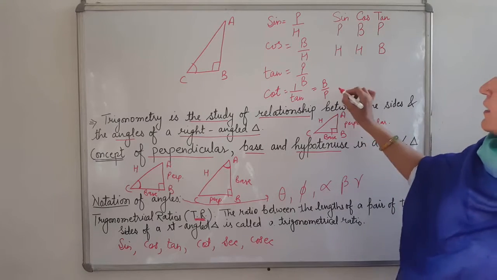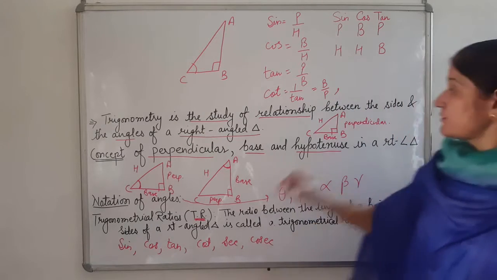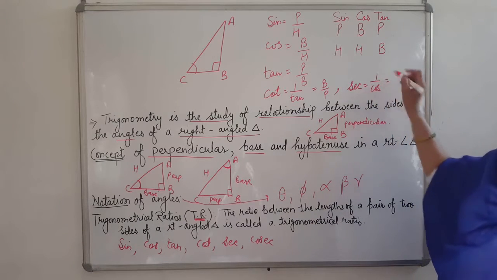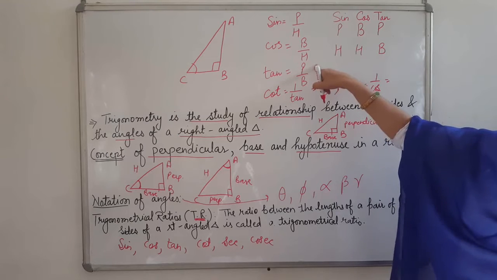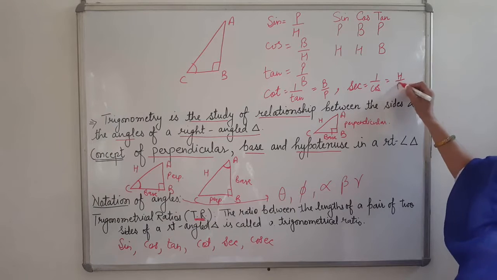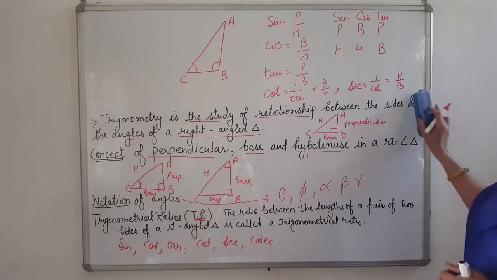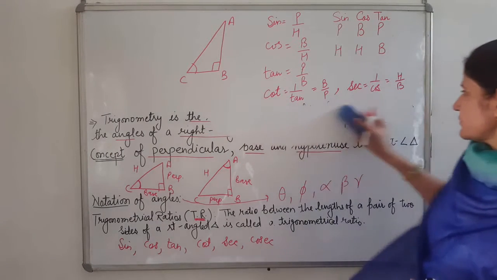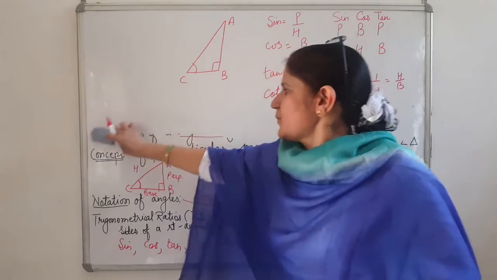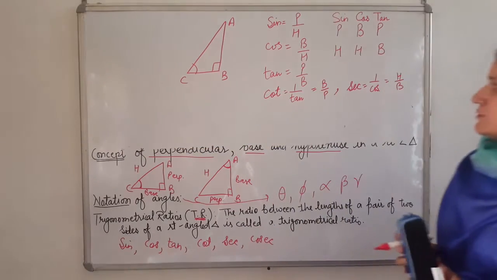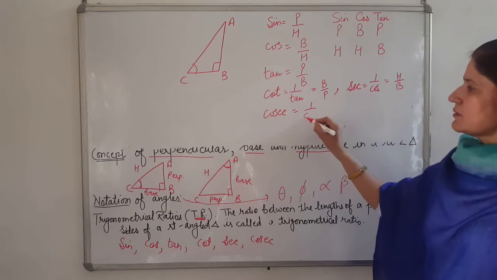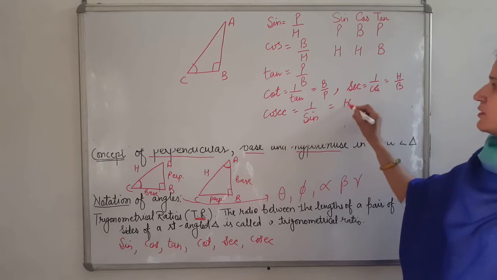Understood? Next one is secant. Secant is equal to 1 over cos, means if you take the reciprocal of the value of cos, we will get the value of sec. So it is H over B. And the value of cosecant, how will we find it? Cosecant is the reciprocal of sine. So cosecant is 1 upon sine, means H over P.